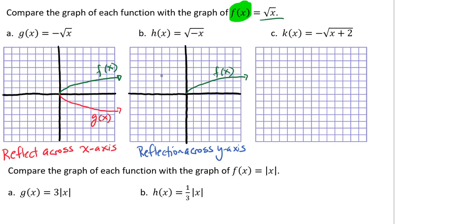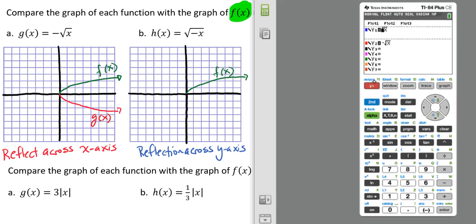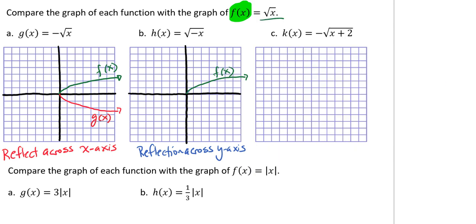But let's check and make sure. So we're going to pull up our calculator, and we're going to go to our y equals, and our parent function, our f of x, is going to stay the same, but our second equation should be the square root of negative x. We'll graph that, and we see that we were right, that our graph is going to look like that. It'll be reflected across the y-axis.